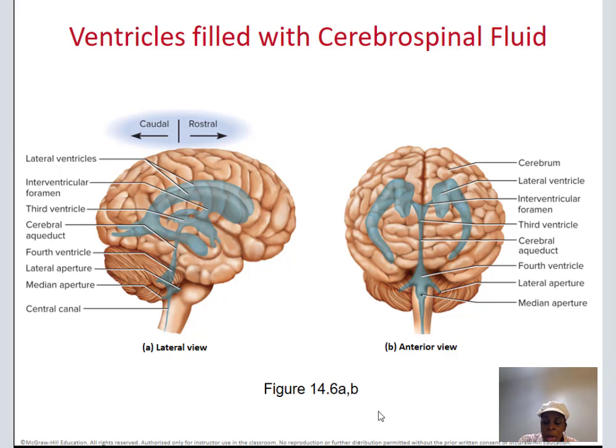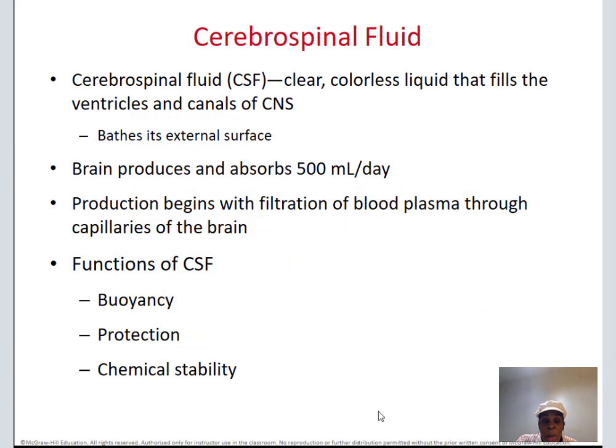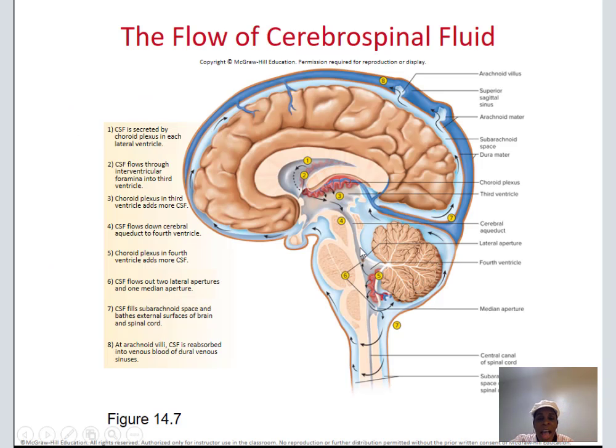Why is it important? Because the cerebrospinal fluid protects the brain. It also gives buoyancy. Buoyancy means that the brain will efficiently use its space in the skull. And the chemical stability kind of feeds the brain and takes the waste out of the brain. That's how the cerebrospinal fluid runs. It kind of runs everywhere.